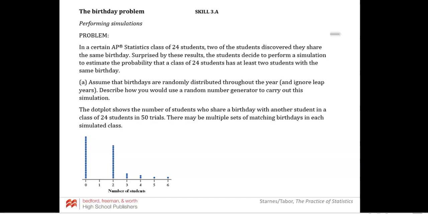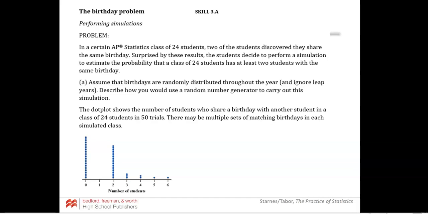Okay, so here's just a problem. We're done with the lesson part, but let's just apply it to one or two problems here. In a certain AP Stats class of 24 students, 2 of the students discover they share the same birthday. Surprised by these results, because it's a relatively small class, the students decide to perform a simulation to estimate the probability that a class of 24 students has at least 2 students with the same birthday.